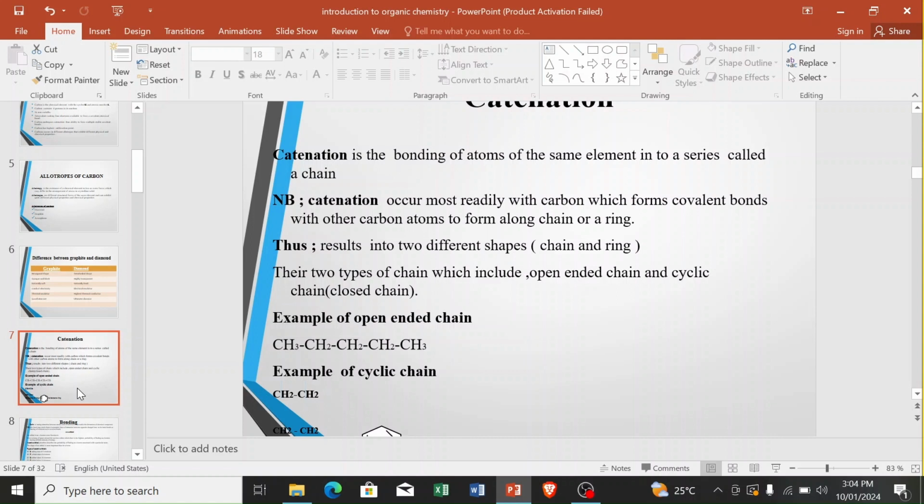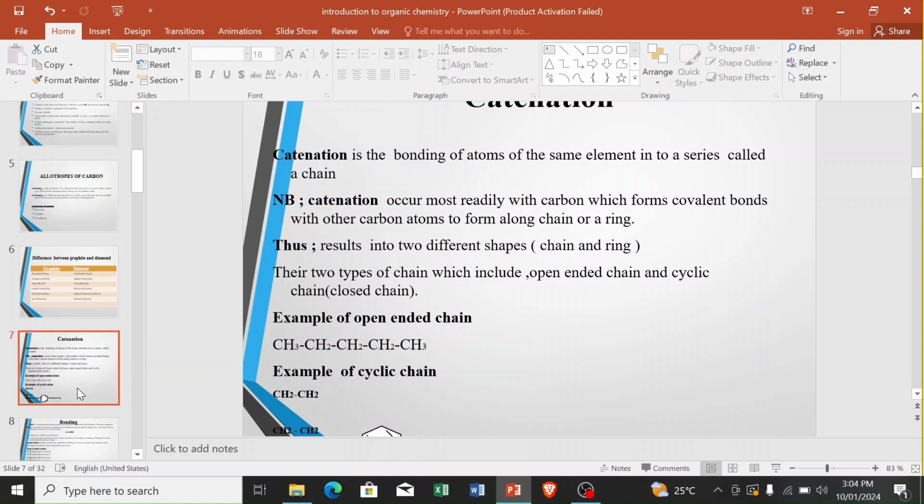Atoms, elements in the periodic table have a tendency of bonding to each other in order to attain a stable structure, in order to become stable. Because carbon has an atomic number of 6, and when we look at the electronic configuration, we see that carbon lacks some number of electrons to become stable. So it has to share with another carbon atom so that it can become stable.